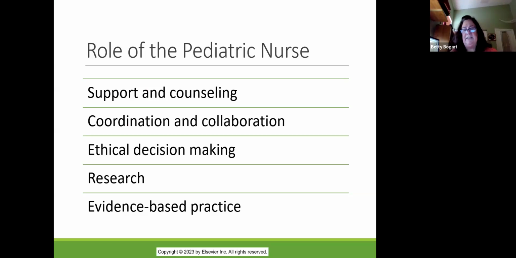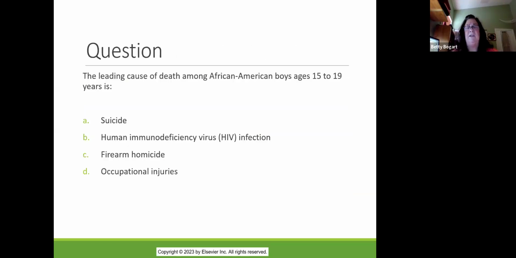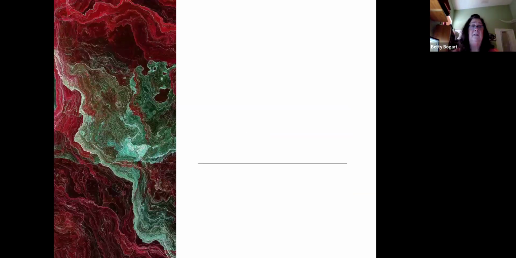So pediatric nurses, as I said, we're going to counsel and we're going to coordinate and make sure that they know what they need to do. So adolescents, leading cause of death among African American boys, 15 to 19. And you could say, I think two things here, right? Firearms. Why? Because now they're curious. Now they think they're big and old enough that they can handle it because now that they're a teenager, an adolescent, right? That's when accidents occur. And then, of course, suicide. It's that body image. They don't like themselves.